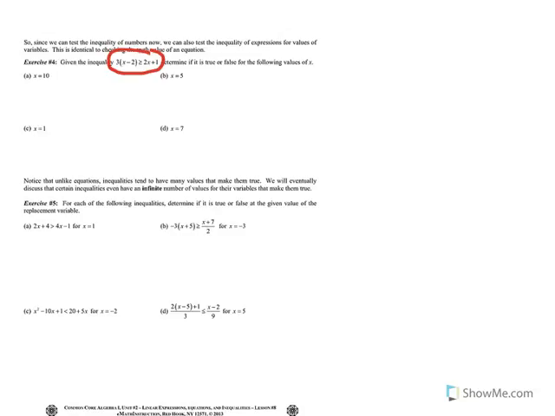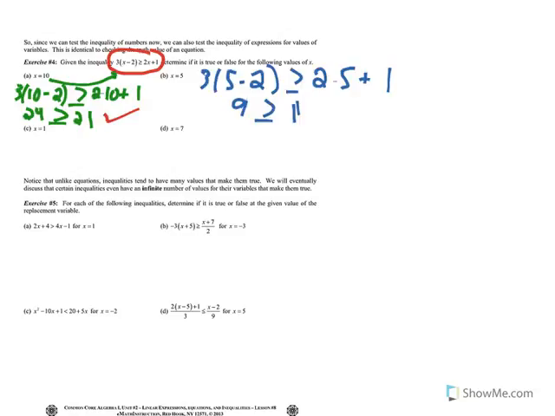We're going to plug x equals 10 into that. And there's my setup. It works out to be 24 is greater than or equal to 21. Yep, that works. We could try x equals 5. If I plug in 5, I get 9 is greater than or equal to 11. That is not true, so that is false.